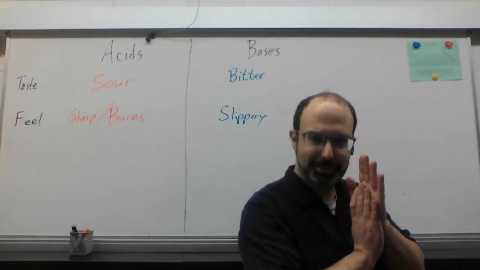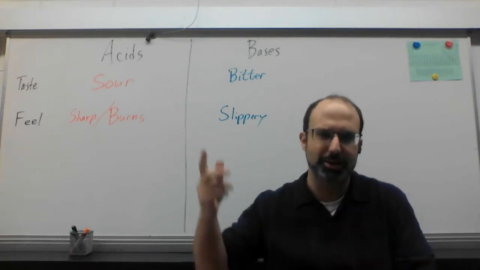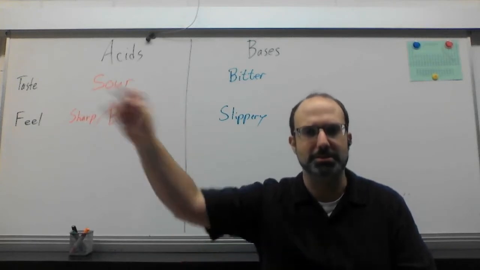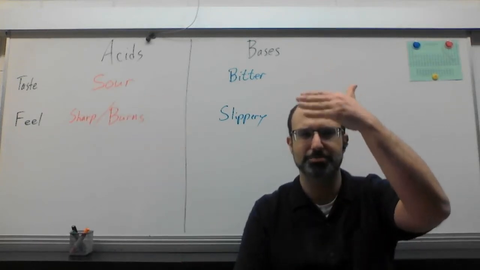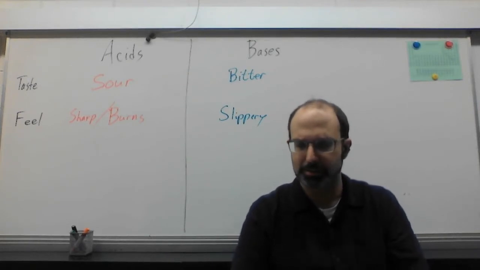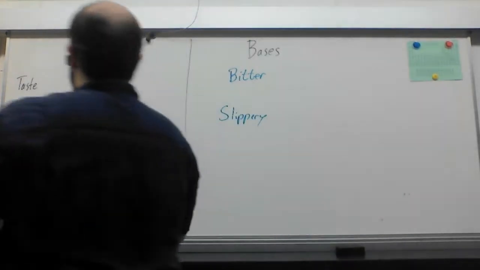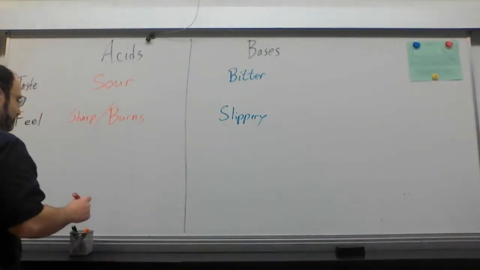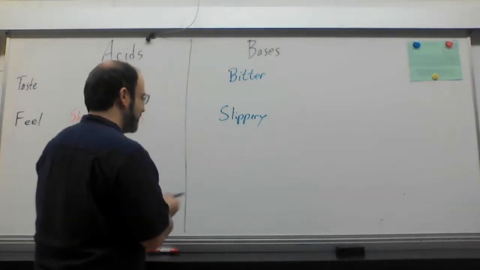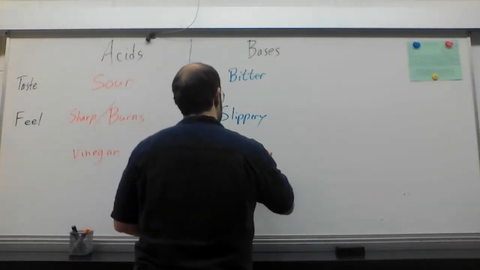Now, this is going to come up with the fact that you've got some examples of these, right? Okay, I already gave you some examples of this. You've got stuff like sour candy and things, lemons. What's an example of something that's bitter and slippery? It's a little bit trickier. Soap. An example of an acid would be things like vinegar, whereas a base is going to be something like soap.